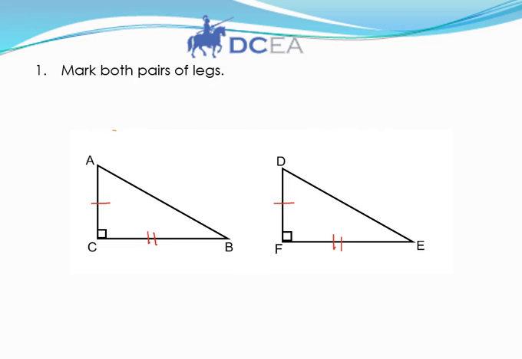Okay, welcome back. We're going to begin with our first set of triangles. So next to one pair of triangles, mark the number 1, and then mark both pairs of legs congruent. Use hash marks to do this, and I just picked AC congruent to DF and BC congruent to EF. You can have the hash marks in any direction. Just make sure you are not marking the hypotenuse. So that's our first set of triangles.